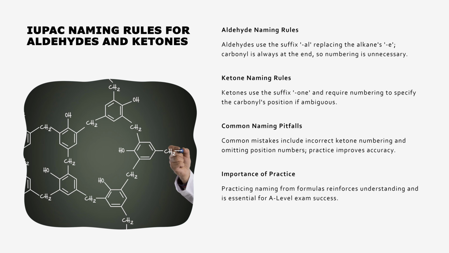Because the carbonyl carbon in an aldehyde is always at the end of the chain, numbering is not required to indicate its position. Ketones, however, use the suffix -one, and the position of the carbonyl group must be indicated with a number if there is more than one possible position, such as butan-2-one.